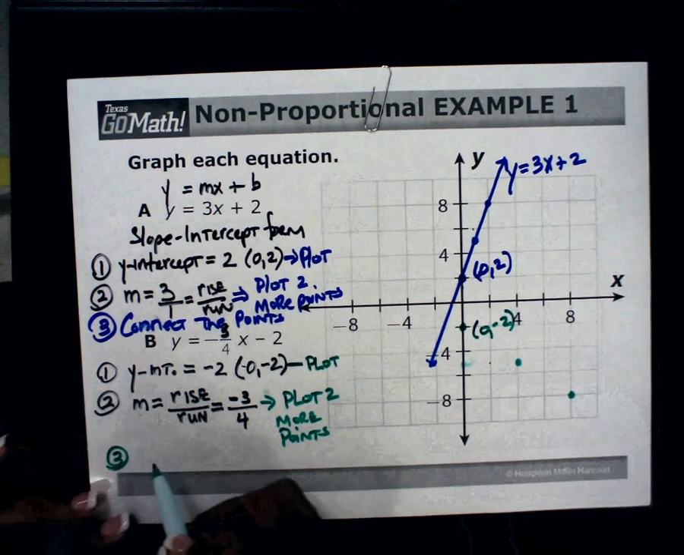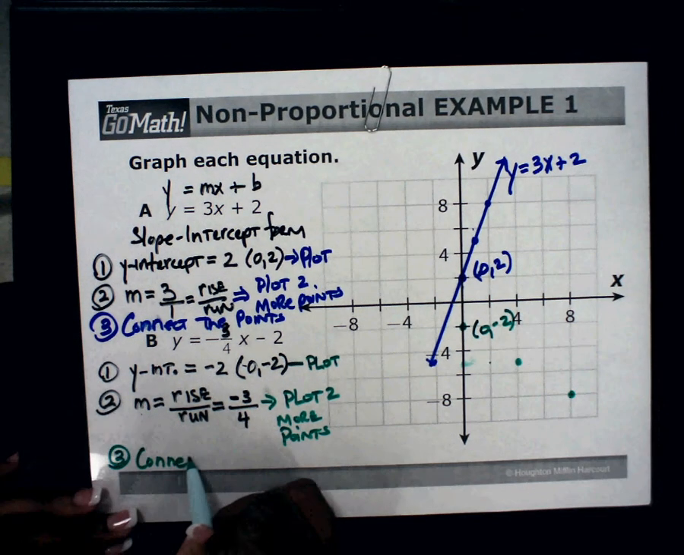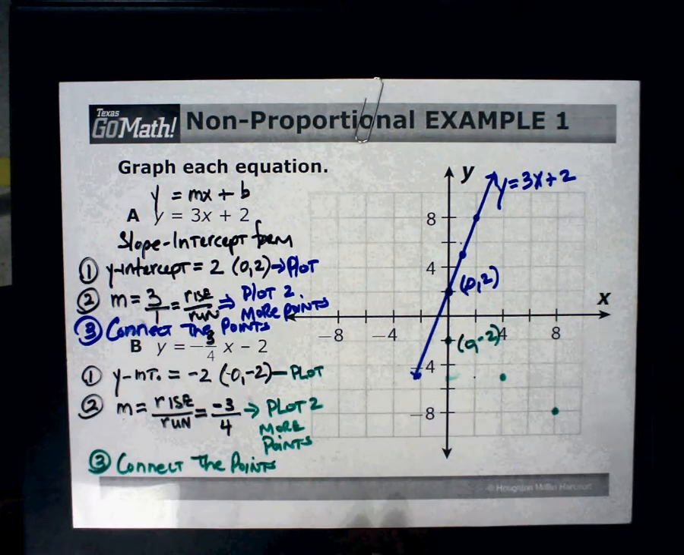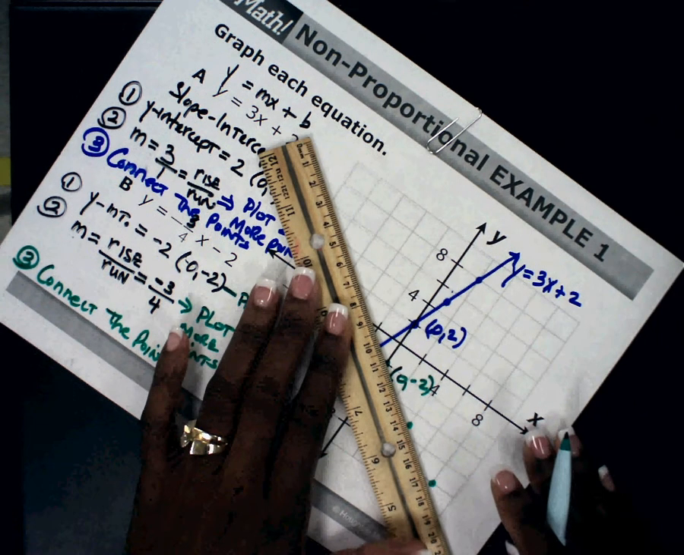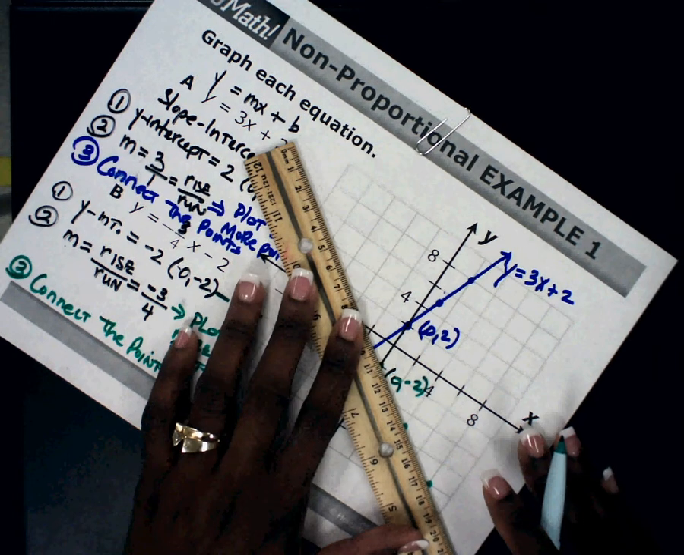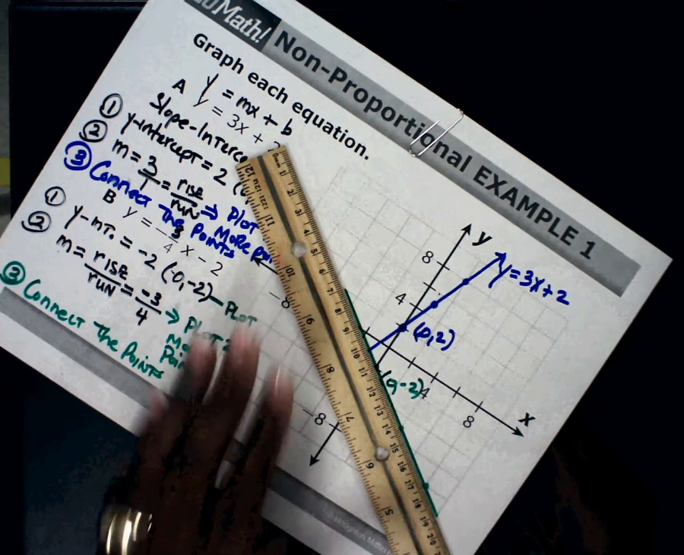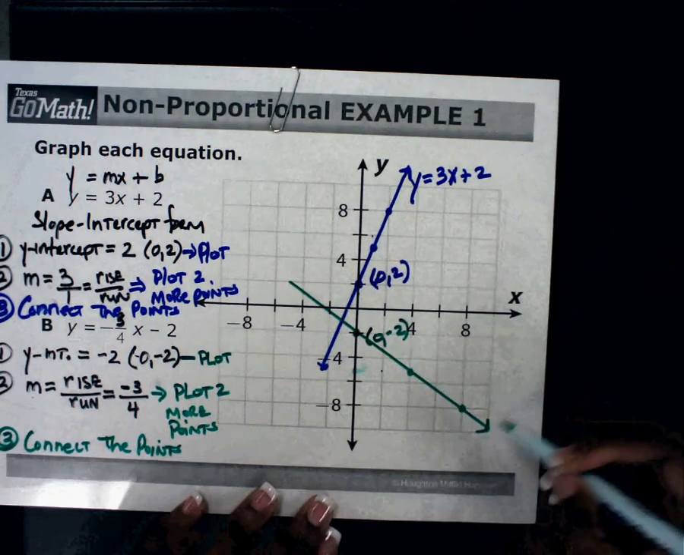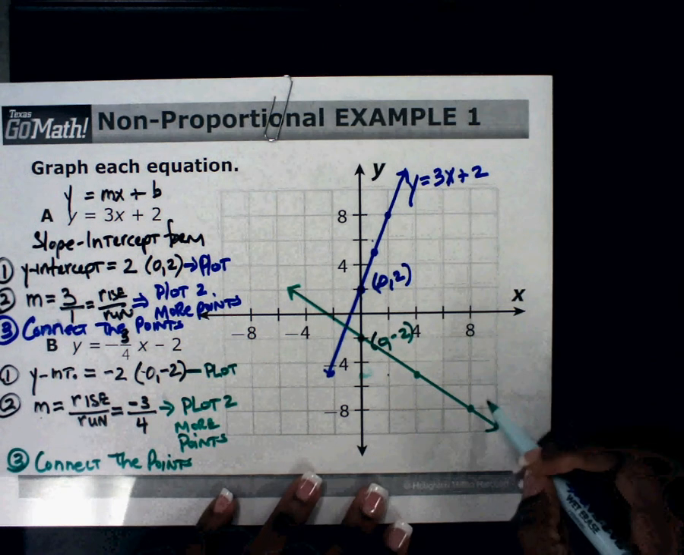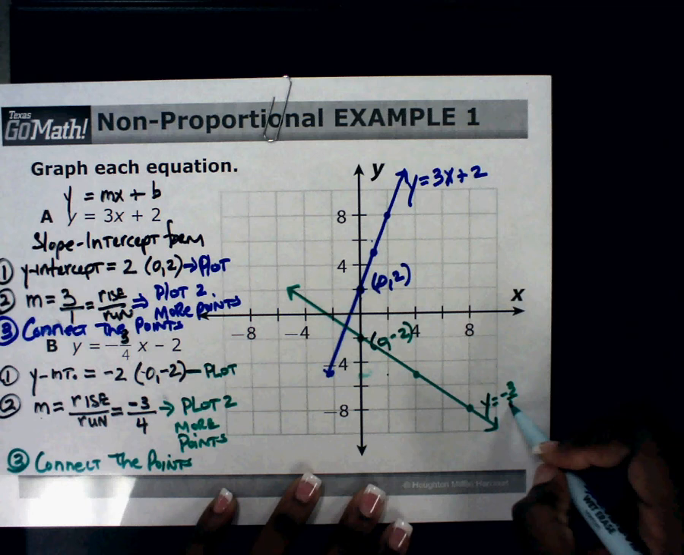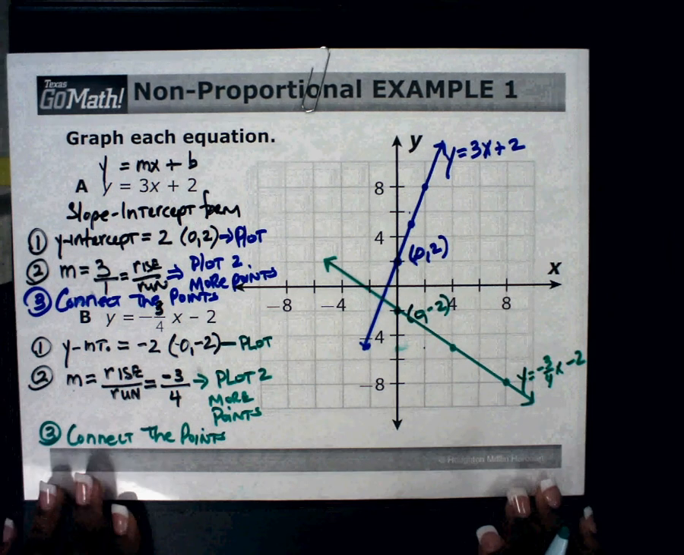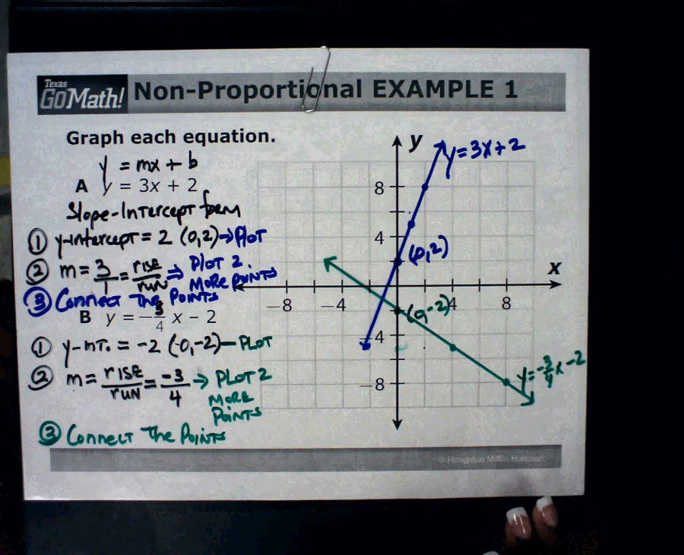So our third step again is to connect the points. Excellent. So now let's connect our 3 points for this equation. I want to make sure it's lined up correctly. Then we draw the line through the 3 points, put our arrows at the ends, and go ahead and label our equation, which is y equals -3/4 x minus 2. So there you are. Those are the steps for graphing non-proportional linear equations.